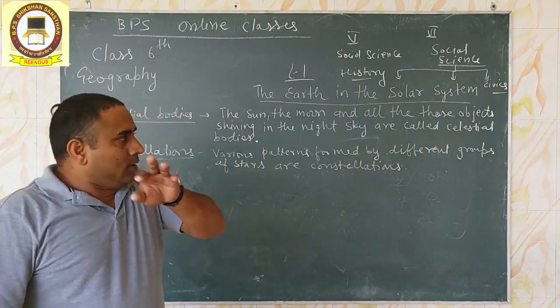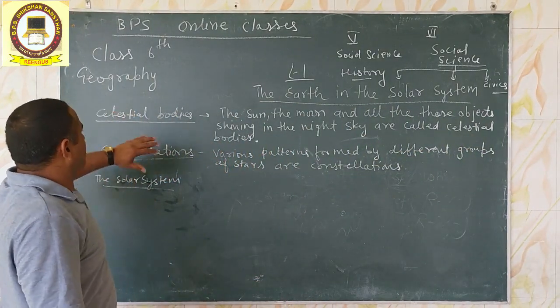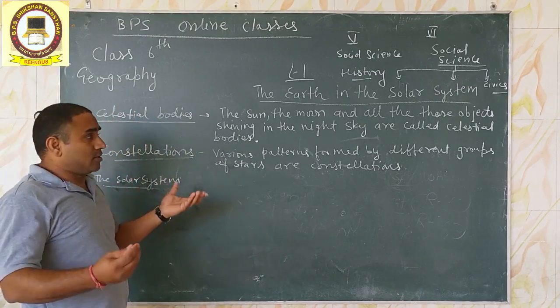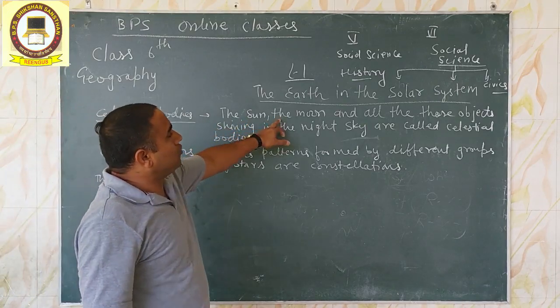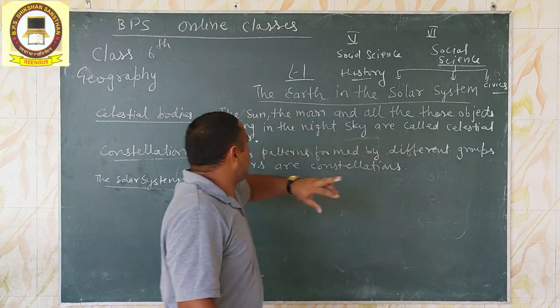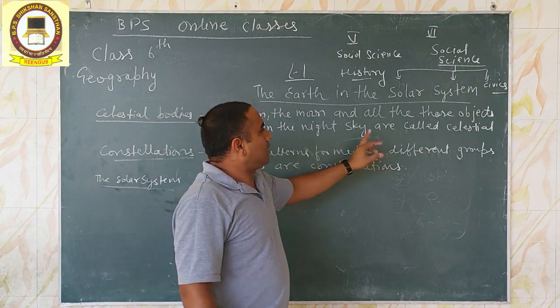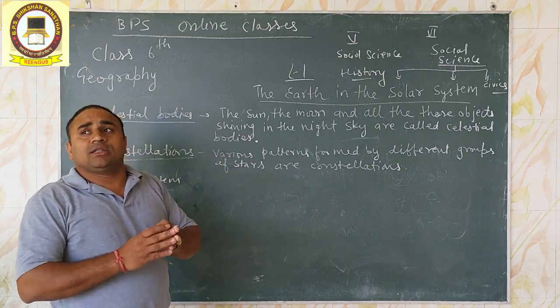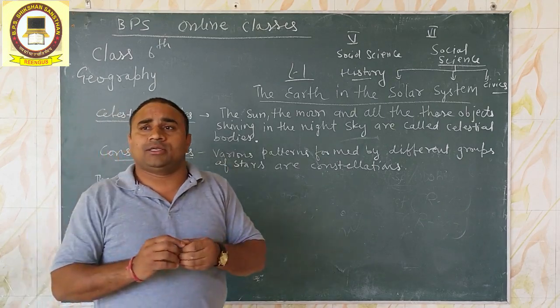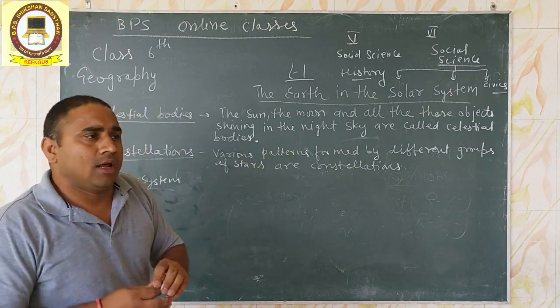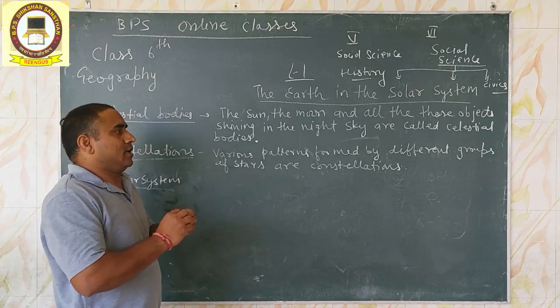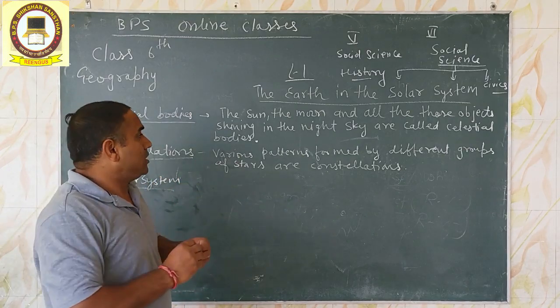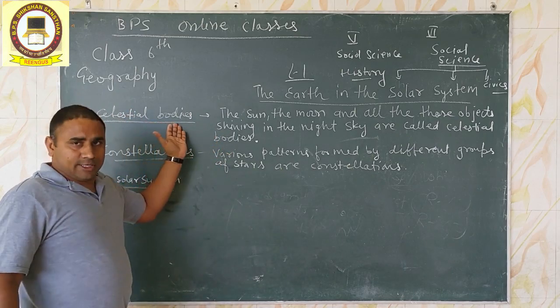Now, the first term is celestial bodies. The sun, the moon, and all those objects shining in the night are called celestial bodies. It means we see different objects in the sky, sun, moon, and any shining object that we see in the night. These are called celestial bodies.